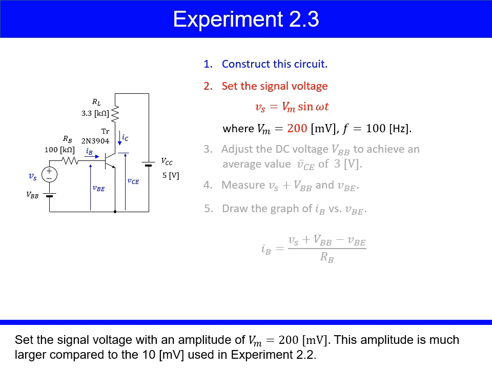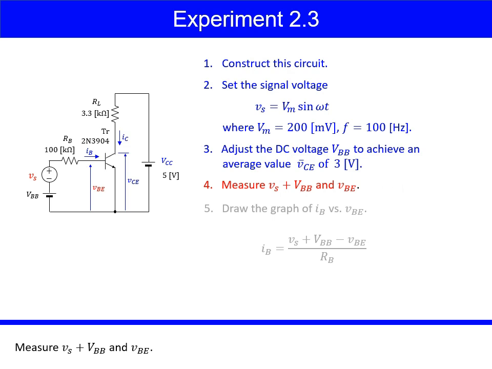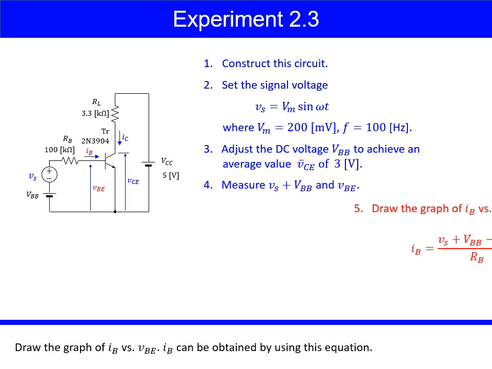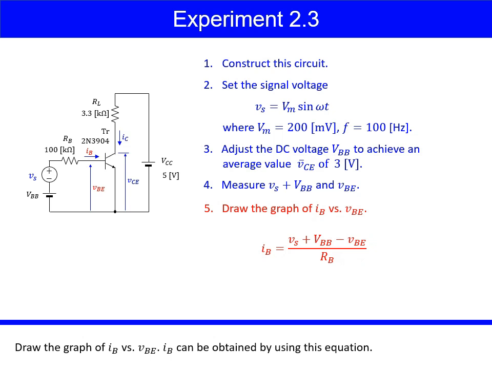Set the signal voltage with an amplitude of Vm equals 200 millivolts. This amplitude is much larger compared to the 10 millivolts used in experiment 2.2. Measure Vs plus VBB, and VBE. Draw the graph of IB versus VBE. IB can be obtained by using this equation.